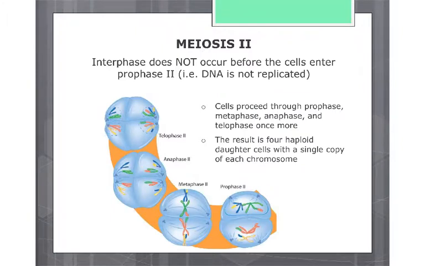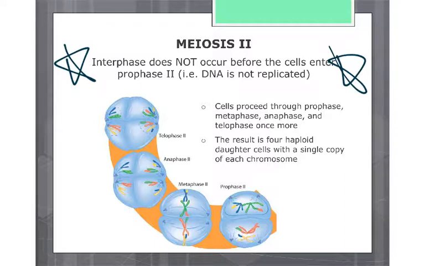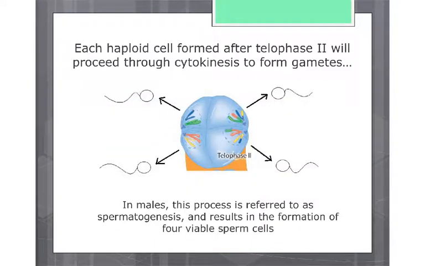Now, meiosis 2. This is very important, that we talk about interphase happening first, but that only occurs at the beginning of meiosis 1. Interphase does not occur at the beginning of meiosis 2. It's going straight from that site of cytokinesis in meiosis 1 into meiosis 2, straight into prophase. Okay, so as we go on to here, each haploid cell formed after telophase will proceed through cytokinesis to form gametes.